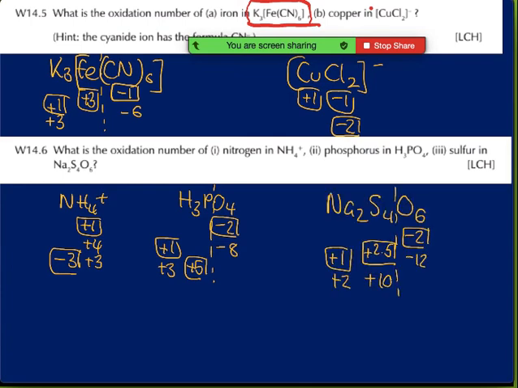And in terms of your thiosulfate, it is oxygen -2, 6 of them -12, makes the left hand side positive 12. Sodium is positive 1 because it's a group 1, so that leaves positive 10 for the sulfurs, and each sulfur is worth 2.5.